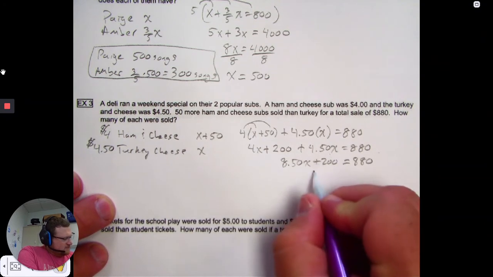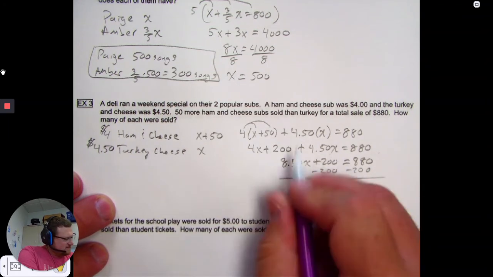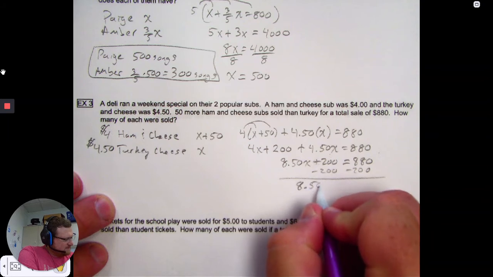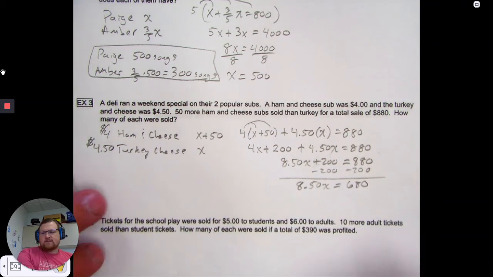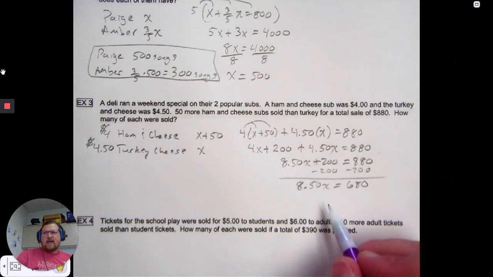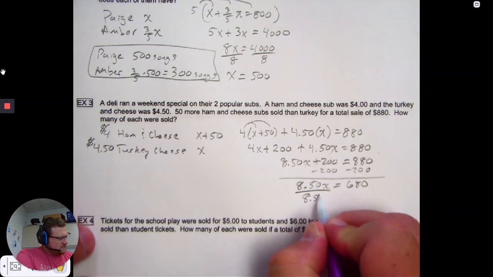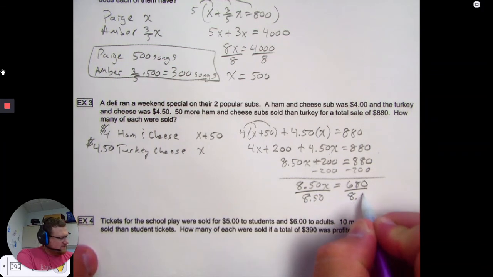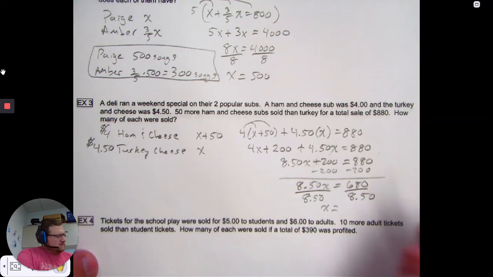Okay, now we can subtract the 200. We could have done it all in one step. I just started writing, so I did it in 2 separate steps. Okay, at this point, I have my 8.5x equals 680. So then I just have to divide both sides by 8.50. And that leaves me with x equals 80.